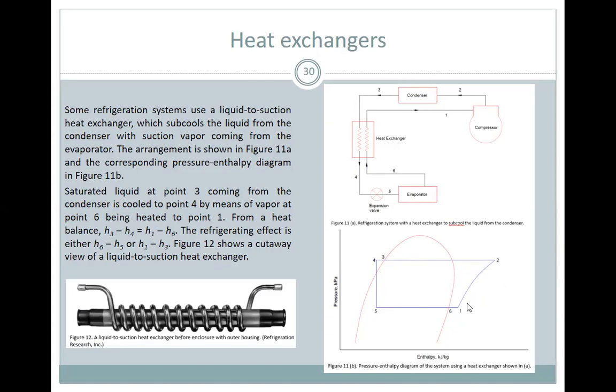The arrangement is shown in figure 11A and the corresponding P-h diagram is 11B. Saturated liquid at point 3 coming from the condenser is cooled to point 4 by means of vapor at point 6. Ito yung magiinit sa kanya. It is being heated to point 1. Ito mainit ito. So ito ang iinitin niya. Diba? Heat exchange. The refrigerating effect is either h6 minus h5 or h1 minus h3. Sa enthalpy yan. Project mo.